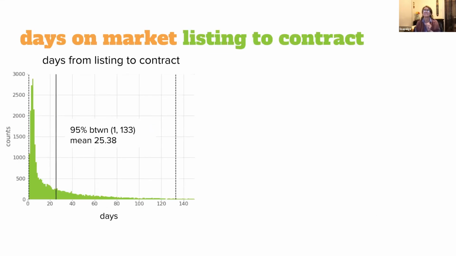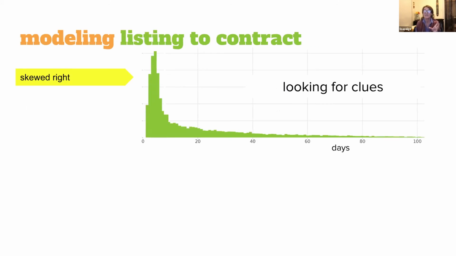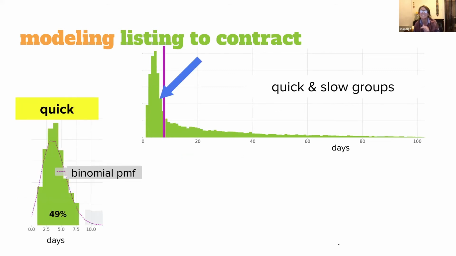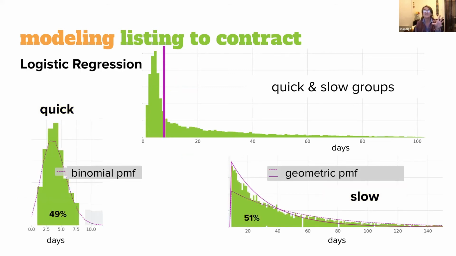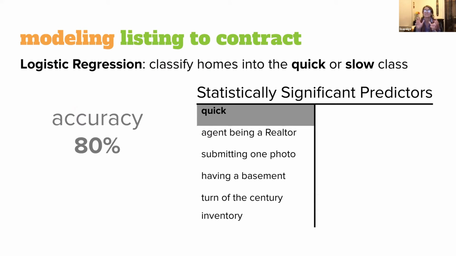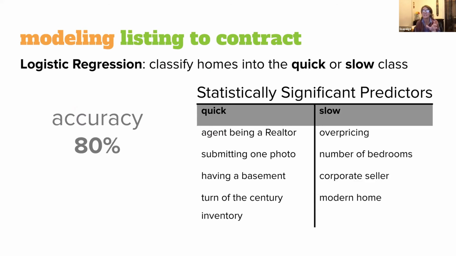So we'll start with the listing to contract piece. It's skewed very right, and it's bimodal in its log transform, which was my hint to look for a quick class and a slow class. I can use logistic regression to find the probability of being in these classes, plus logistic regression gives me which predictors are most closely related to being in the quick class and which are most closely related to being in the slow class. For example, if your agent is a realtor, which is an ethics designation above broker, the listing is more likely to be in the quick class. And unsurprisingly, overpriced homes are more likely to be in the slow class.